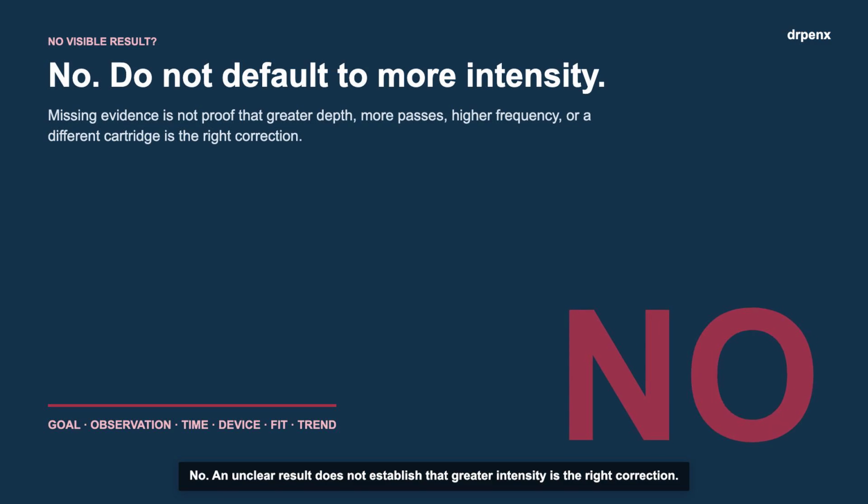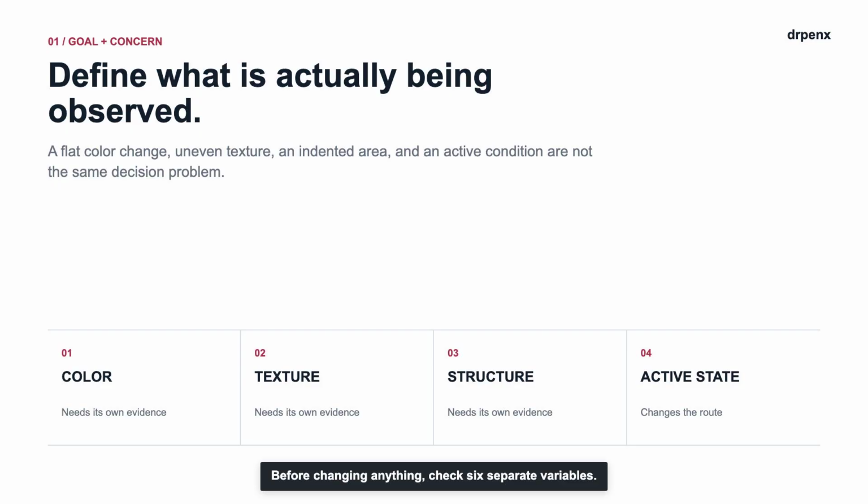No. An unclear or missing visible result does not establish that greater intensity is the right correction. Before changing depth, passes, frequency, products, or cartridges, check 6 separate variables. First, goal and concern. What change was actually being observed, and was the concern classified clearly enough to compare?